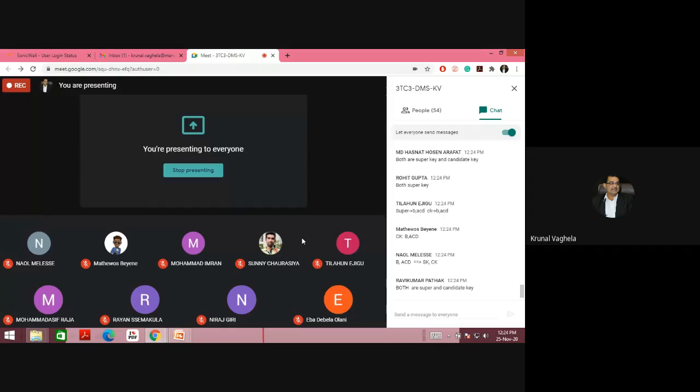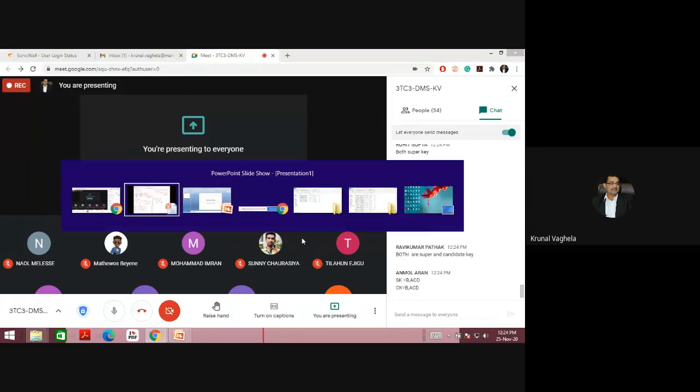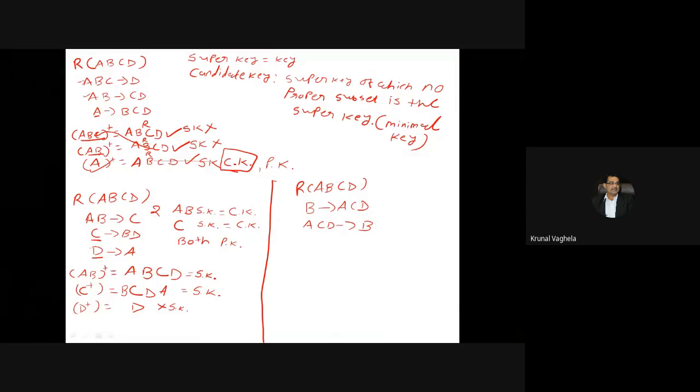B and ACD are super keys and candidate keys. Let's see. If I find the closure of B, B's closure is obviously B, and from B I can find ACD. So A, B, C, D, all attributes which belong to R. So this is a super key.